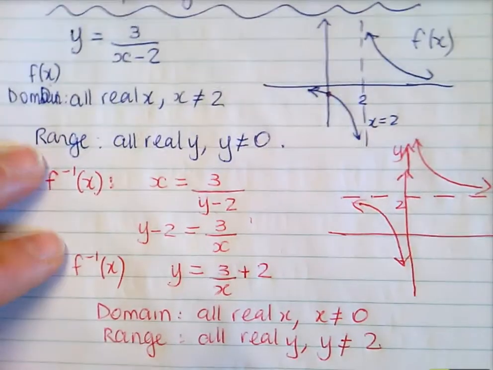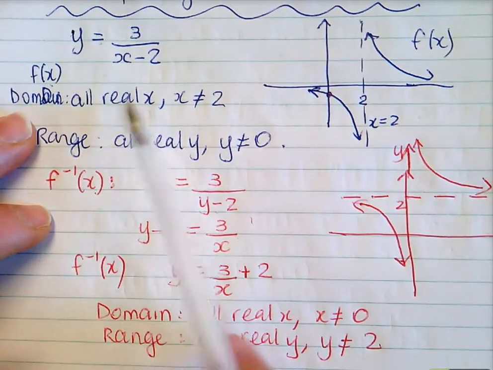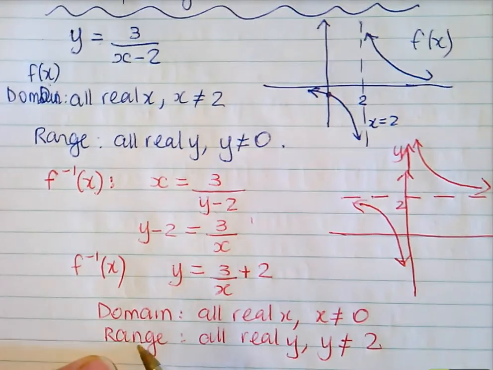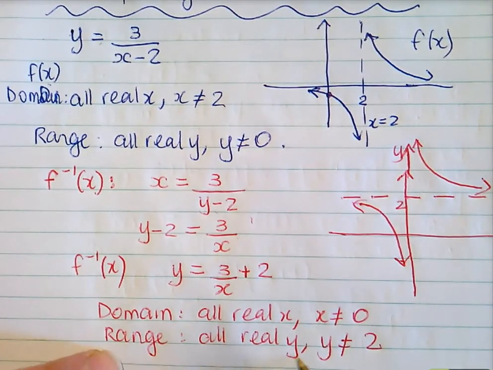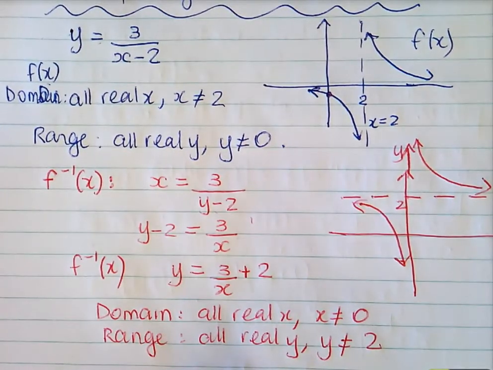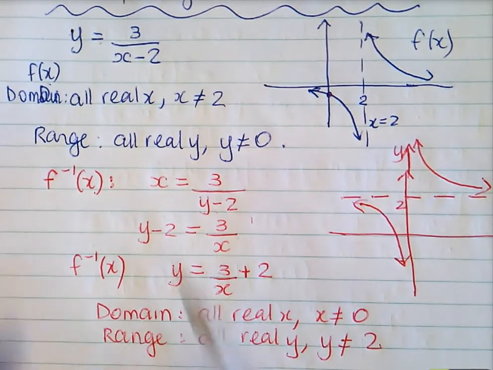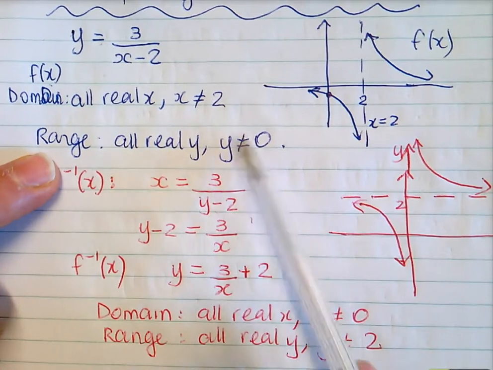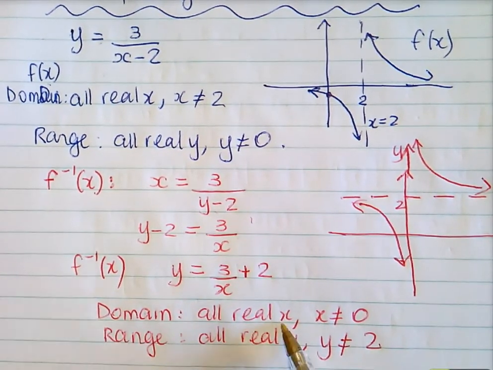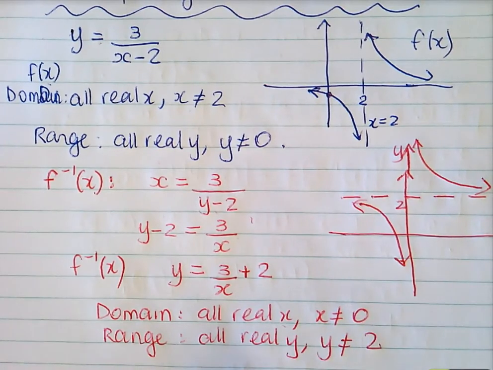So you can see now what's happening. With the original function, the domain was all real x, x can't equal 2. Our range for the inverse is all real y, y can't equal 2. Just make sure you swap the x's for the y's when you do that. Got it? And in the original function, the range was all real y, y can't equal 0. And the domain of this is all real x, x can't equal 0. Because we know that inverse functions are when we swap our x with our y values. So the domain and ranges will also be swapped.